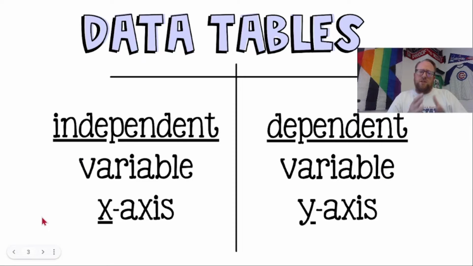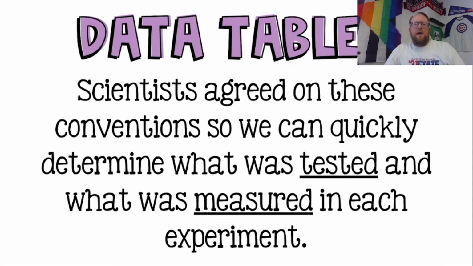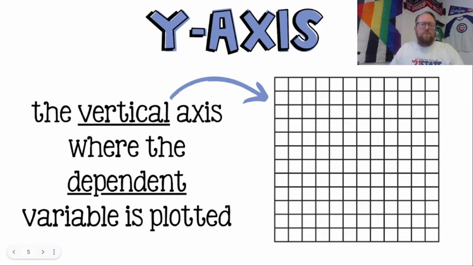With data tables, there's a left side and there's a right side, and the left side is where we have our independent variable. When we turn this into a graph, that will become our x-axis, and on the right side we have our dependent variable. When we turn this into a graph, that will be our y-axis. Scientists have agreed on these conventions so that we can quickly determine what was tested and what was measured in each experiment.